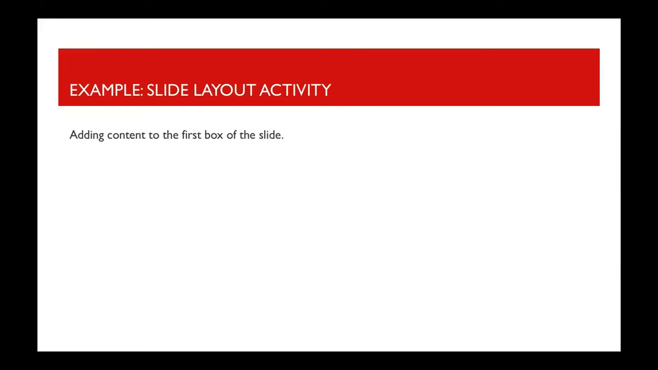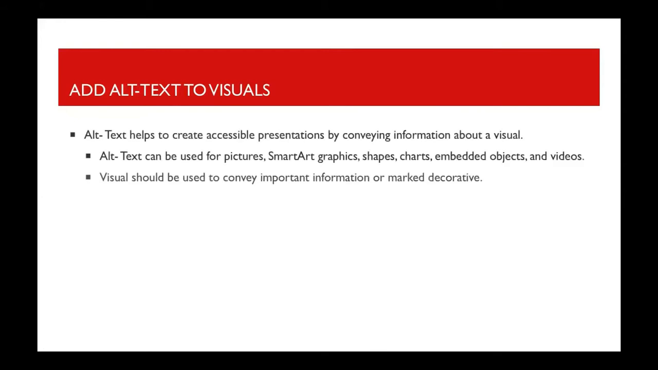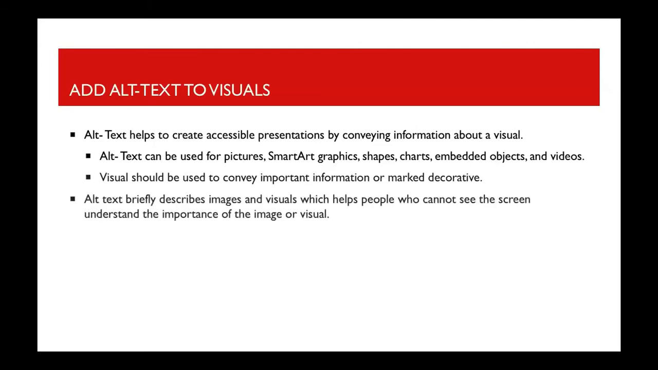The next thing we will talk about is adding alt text to your visuals. Alt text helps to create accessible presentations by conveying information about a visual. Alt text can be used for pictures, SmartArt graphics, shapes, charts, embedded objects, and videos. Visuals should be used to convey important information, and if the visual is not conveying important information, then you want to make sure that it's marked decorative. What alt text briefly does is describe images and visuals, which helps people who cannot see the screen understand the importance of the image or visual.